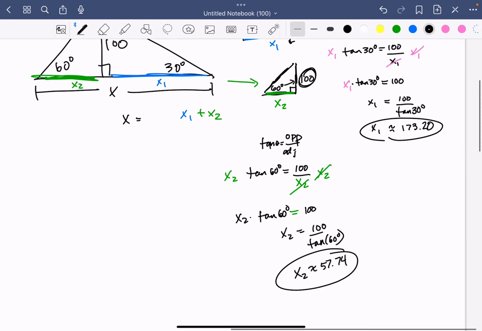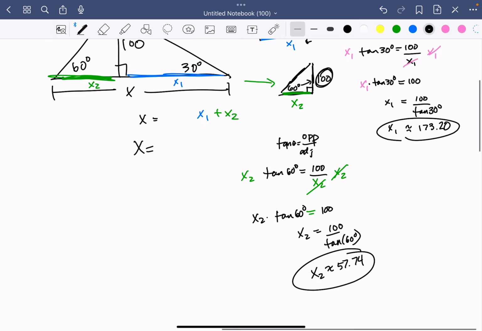All right, so that means that my x is just 173.2 plus my x sub 2 is 57.74. So if I take 57.74 plus 173.2. Again, the approximation that we're going to get is, that squiggly equals, is 230.94.